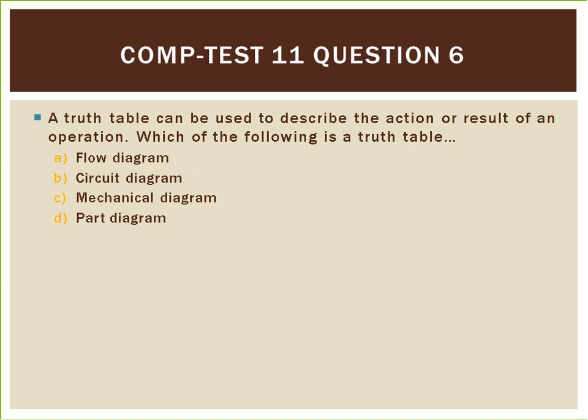Comp Test 11, question number 6. A truth table can be used to describe the action or result of an operation. Which of the following is a truth table? A, flow diagram, B, circuit diagram, C, mechanical diagram, or D, part diagram?